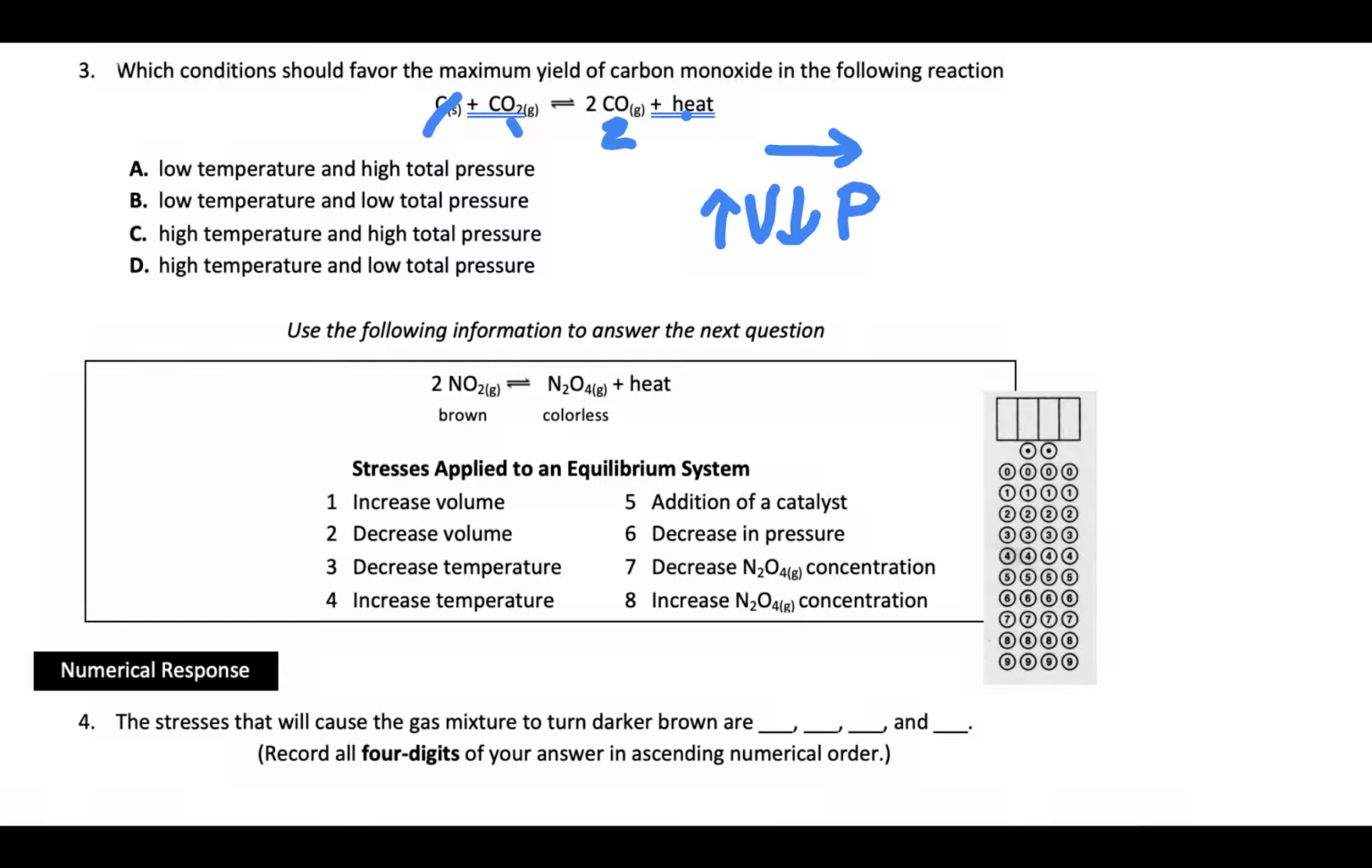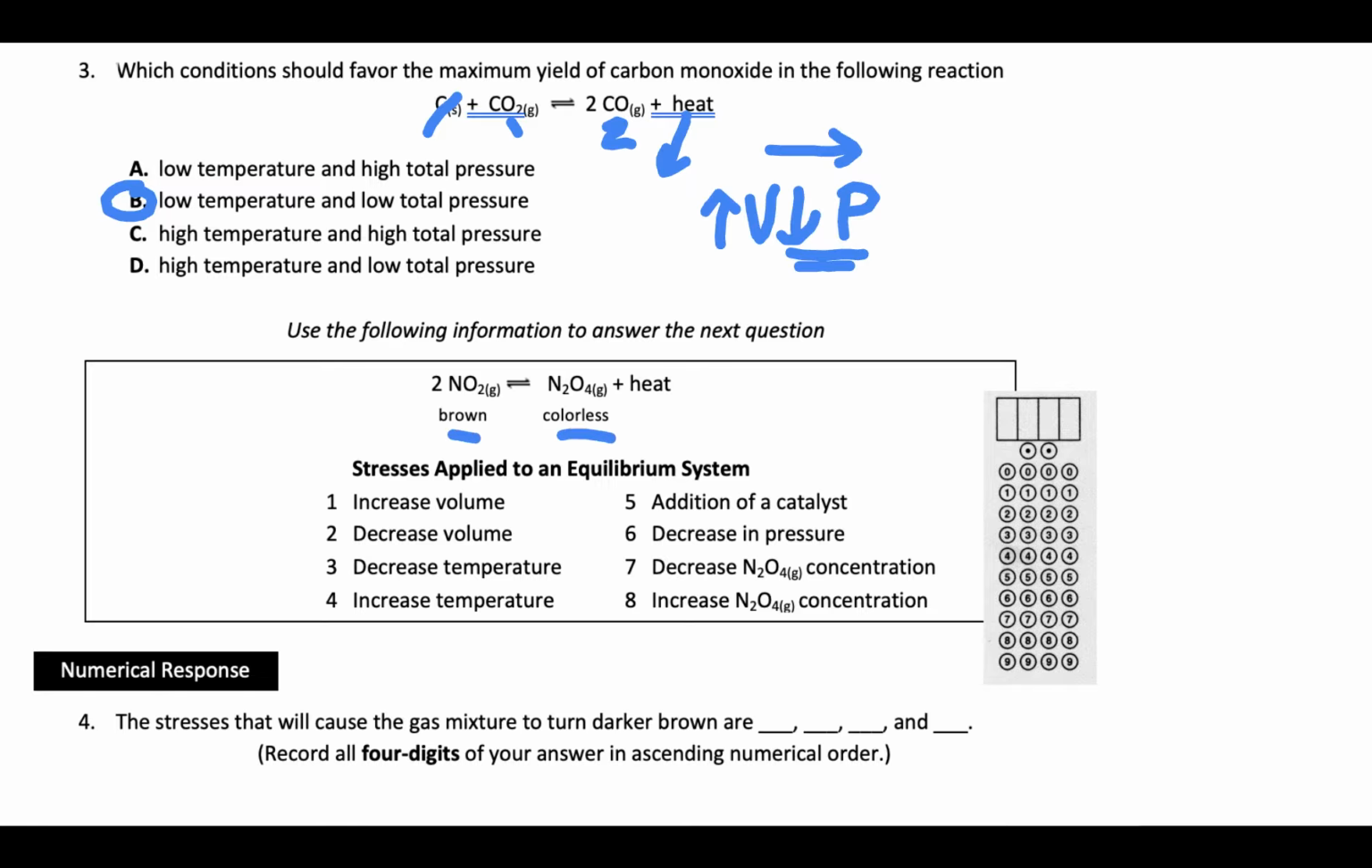The other way to do that with the heat is that you would want to take heat out of the system because then the equilibrium would shift to replace it. So the one that would match that would be B. Lower the temperature, so you shift to replace it, and low pressure, so you shift to the side with more moles. Looking at the numerical response number 4, we are taking a look at our system.